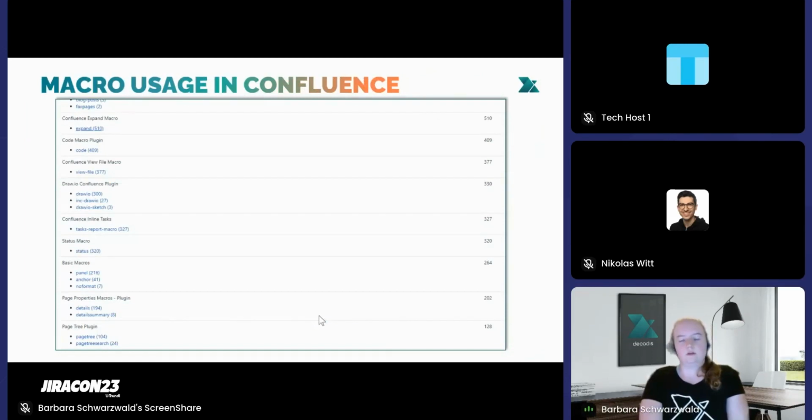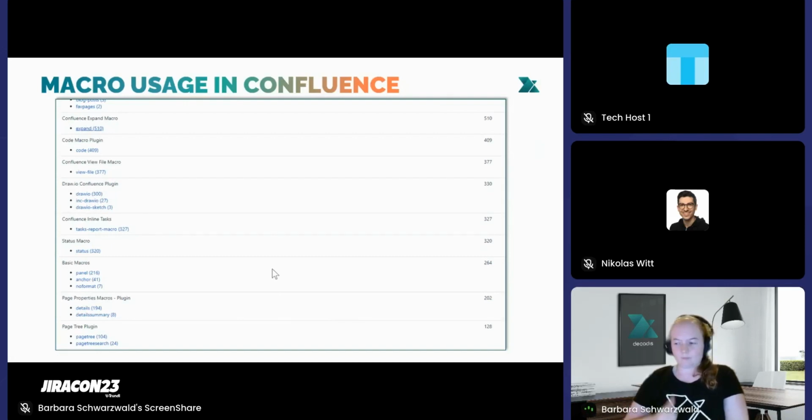In Confluence, a similar purpose is served by the macro usage, which is just a built-in feature in the system administration, where you can basically see all the macros that are used at some point somewhere on any page. All the native macros are included, but also those from third-party plugins, for example, the Draw.io plugin here, and then you can click on those to see on which pages they come up.